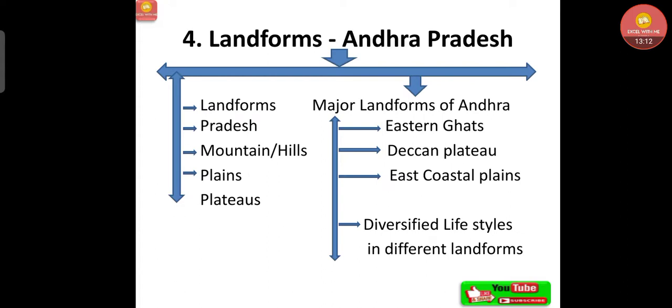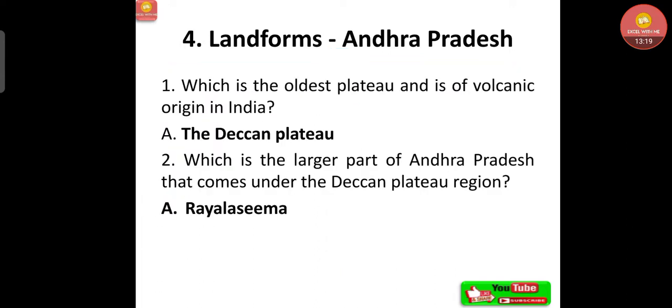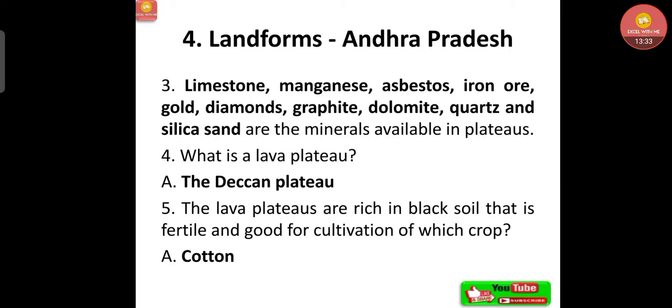Now let's see the landforms in Andhra Pradesh here. Major landforms of Andhra Pradesh: the oldest plateau, which is of volcanic origin in India, that is the Deccan Plateau. The larger part of Andhra Pradesh comes under the Deccan Plateau region, that is Rayalaseema. Limestone, manganese, asbestos, iron ore, gold, diamonds, granite, dolomite, quartz and silica sand are the minerals available in plateaus.